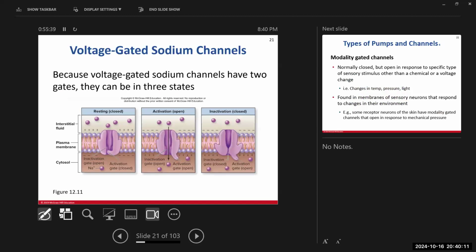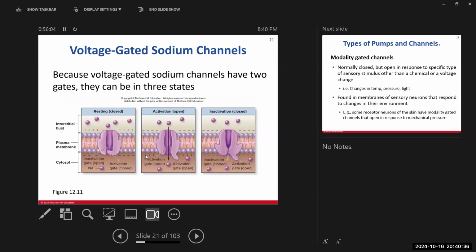So you have your resting state here. It's closed. This is the activation gate down here at the bottom. It's that little swing arm that you can see here. And then you have another gate. You can kind of see it here. You can see it a little bit better, which is called the inactivation gate.